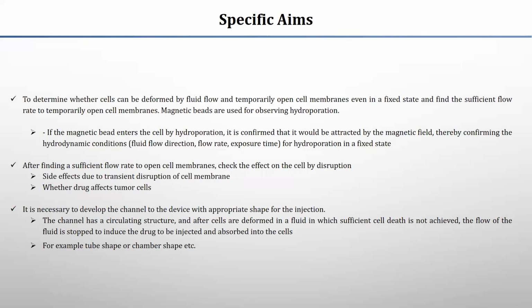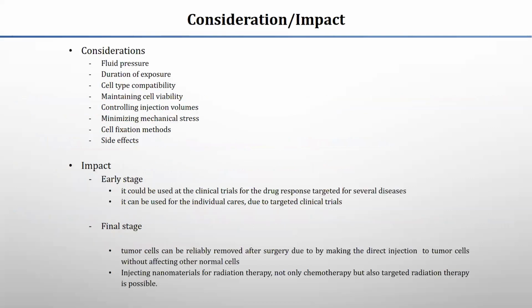This includes assessing whether the transient disruption of cell membranes impacts cell behavior or if the drug has an effect on tumor cells. Furthermore, the development of an appropriately shaped injection channel is necessary for the device. The channel should have a circulating structure, allowing cells to be deformed in a fluid where sufficient cell death is not achieved. Afterward, the flow of the fluid is halted to facilitate the injection and absorption of the drug into the cells. Examples of suitable shapes for the channel could include tube-shaped or chamber-shaped configurations.